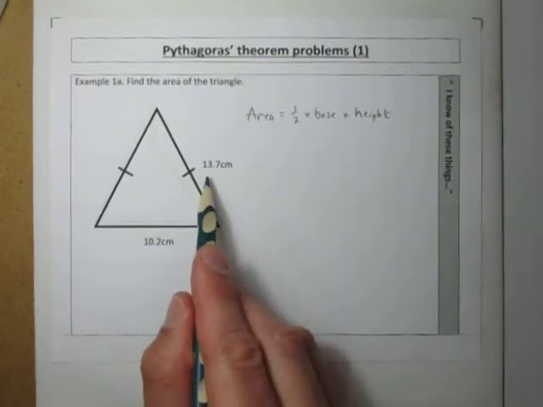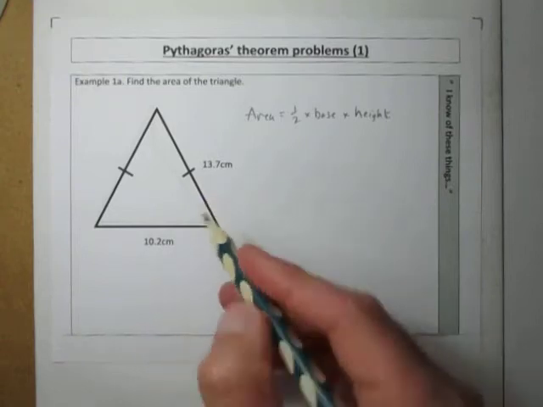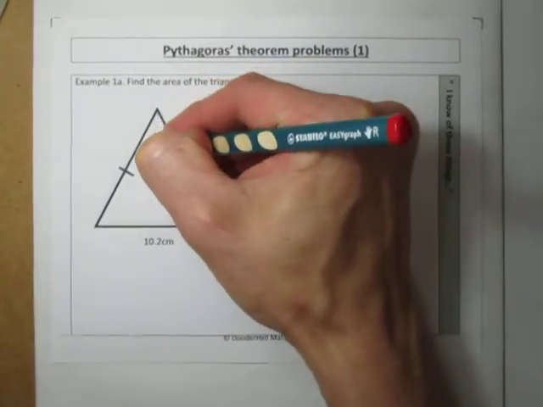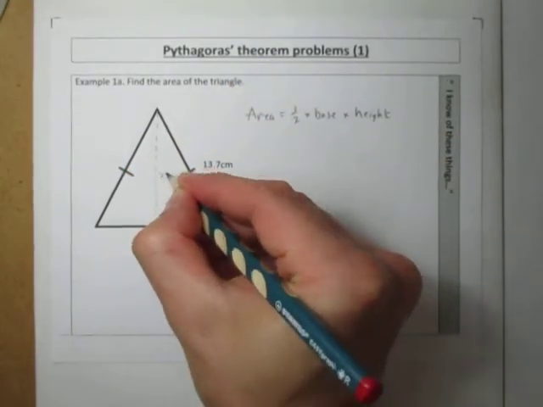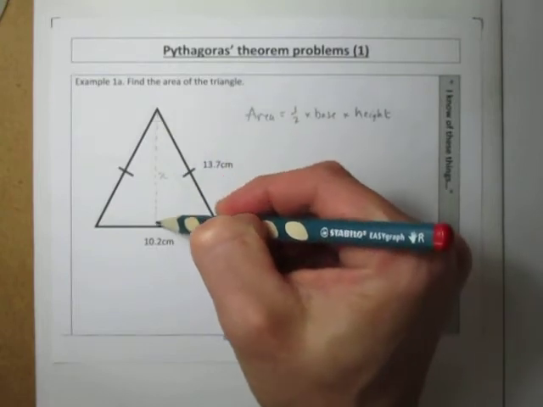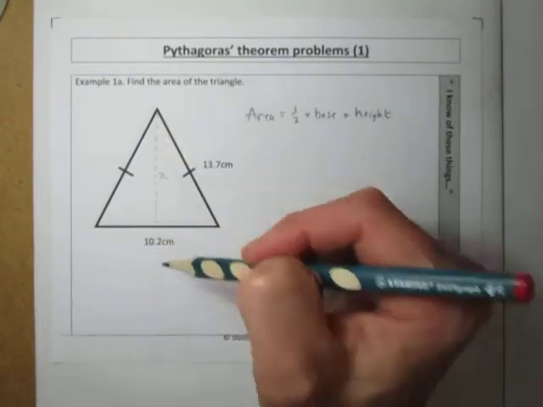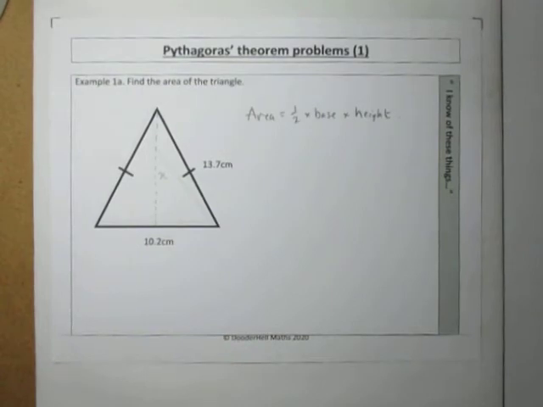We have a height, but this is not the perpendicular height. The actual height of the triangle that we want, if we're going to use 10.2 as the base, is this value here. Okay, the height at right angles to the base. The question is then, how do we go about finding out the height of the triangle? What we need to do is essentially use Pythagoras' theorem to find the length of a shorter side, which we can then use to find the area of the triangle.